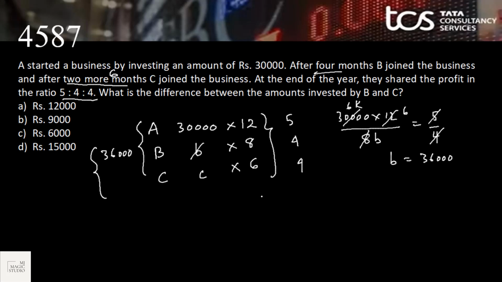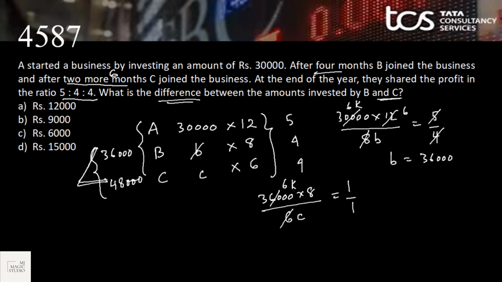Now I'll compare B and C. 36,000 into 8 by 6C equals 4:4, that is 1:1. So 6 gone, 6,000. So C is 6 into 8, that is 48. So investment of C is 48,000. Question is, what is the difference between the investment by B and C? The difference is 48,000 minus 36,000, that is 12,000. Do we have this in answer? Yes. Option A is the pick.